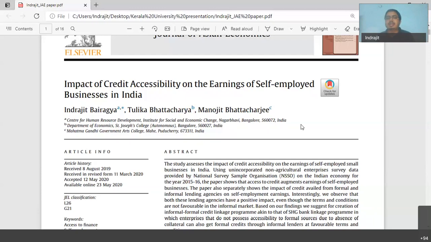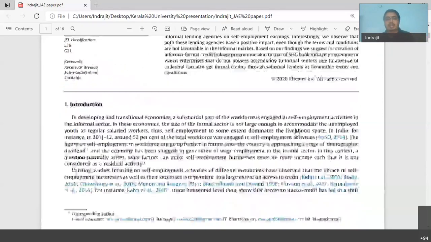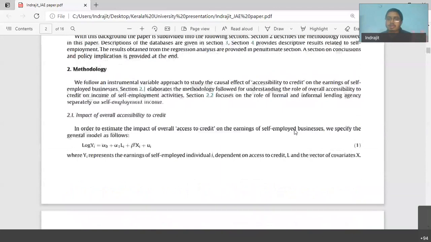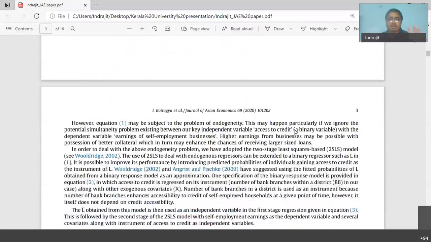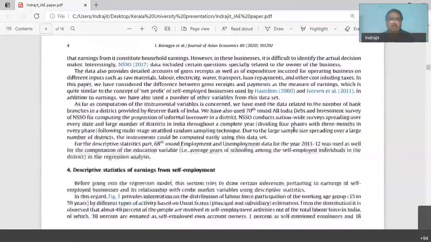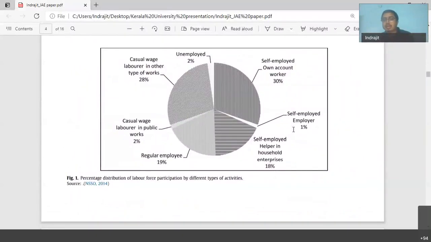And the unorganized enterprise survey defines some kind of own-account worker and entrepreneurship. So here we have taken this, we have defined what is self-employment, and then we have a variable on whether these enterprises are taking credit or not. So it is very much econometric analysis based. We have used a rigorous 2SLS model. Even within 2SLS, we have done a little bit of experimentation.